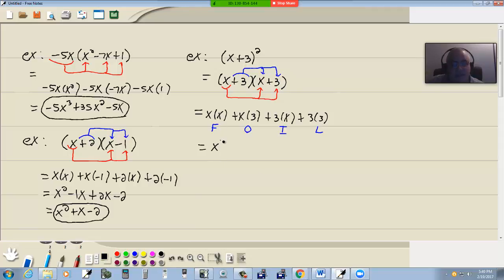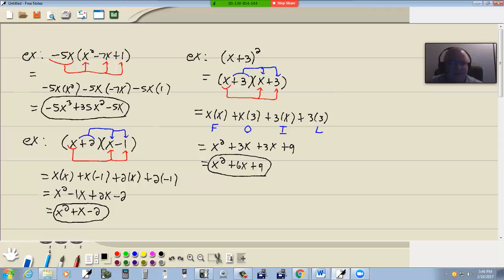X times x is x squared. X times 3 is 3x. 3 times x is 3x, and 3 times 3 is 9. 3x plus 3x is 6x. You always combine together like terms. And that would be our answer.